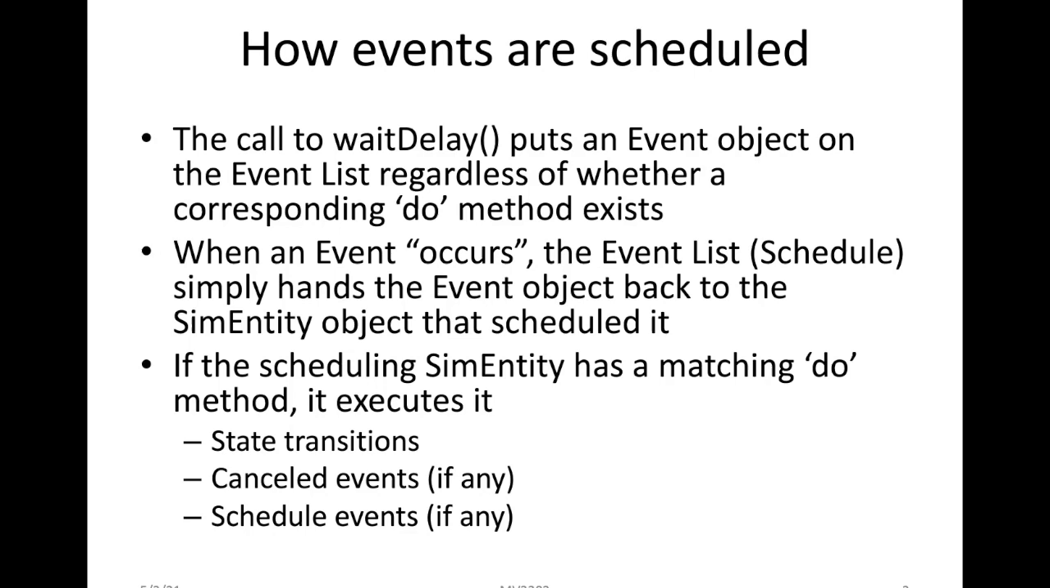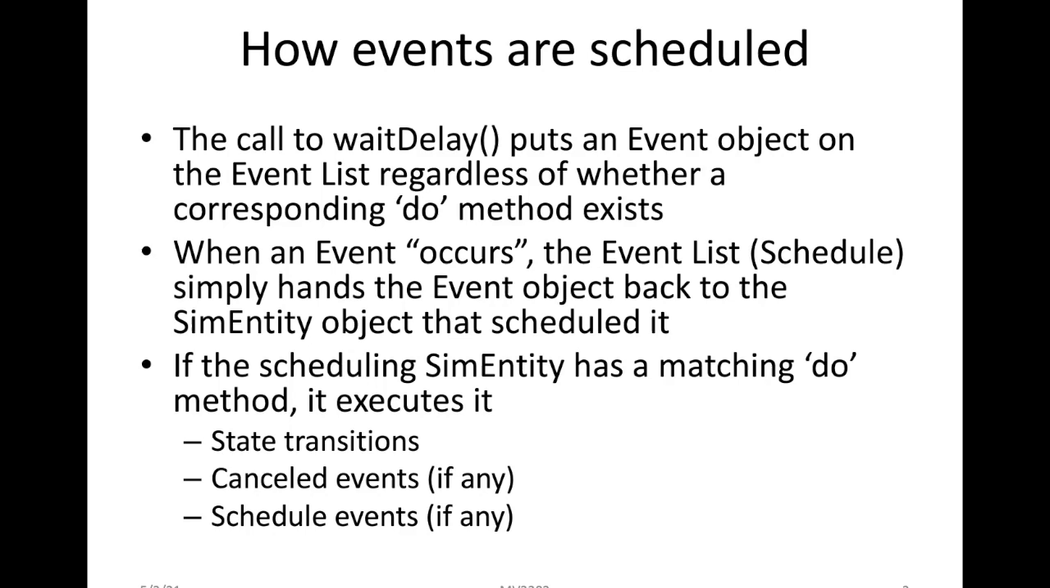So when it hands it back to the SimEntity that scheduled it, what the SimEntity does is it has a method. Again, this is not magic. The method is called processSimEvent. And what it does is it says, okay, I see that I just got an event back from the event list. And this is its name. And these are parameters, if any. And this is in the base class, the SimEntity base class that we all extend.